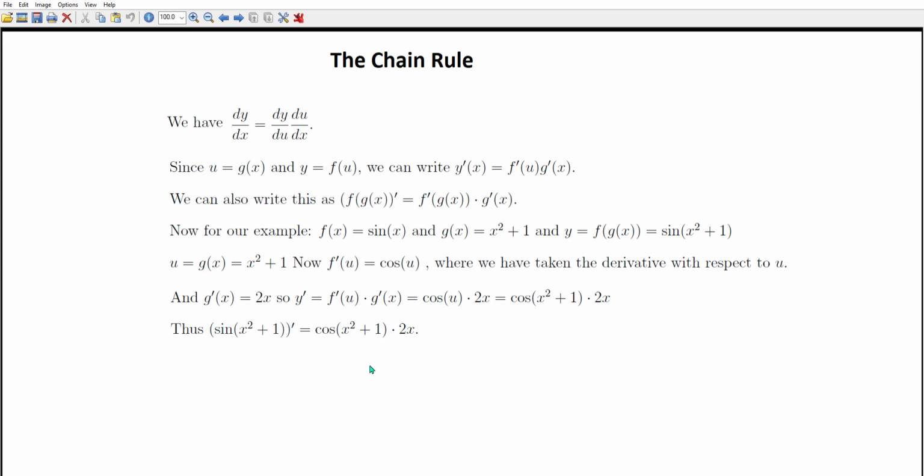Okay, so in terms of what we talked about here, outside function, sine, inside function, x squared plus 1. The derivative of the sine of x is the cosine of x, but we get the cosine not of x, but the cosine of the inside function, now times the derivative of the inside function.